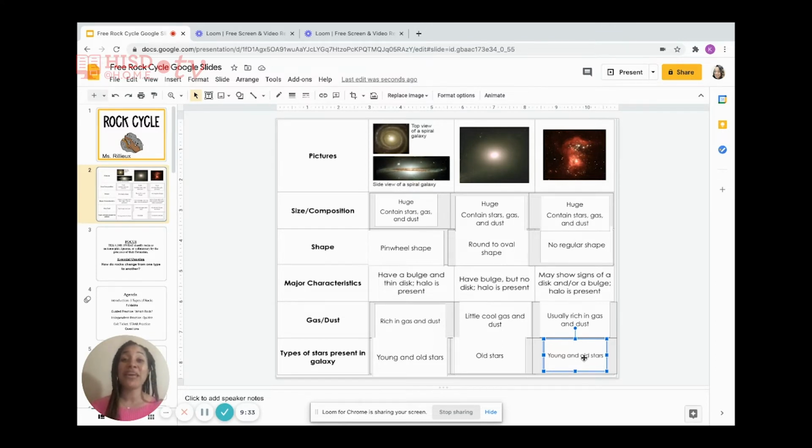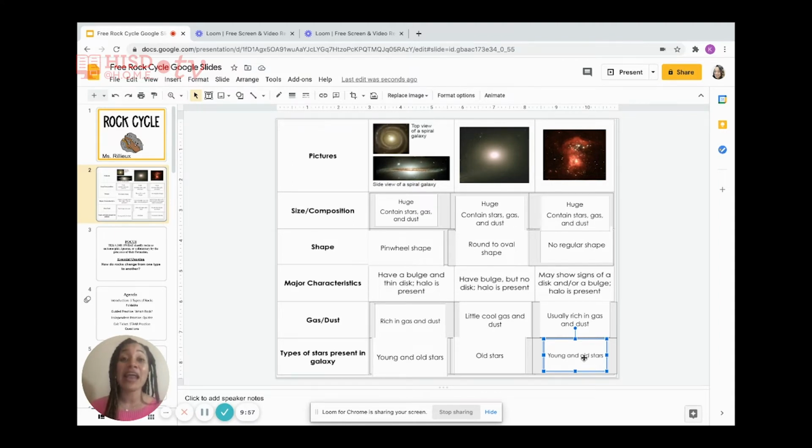So before we begin our session on the rock cycle, let's just review what we just did. Our first column represents our spiral galaxies. They have a pinwheel shape. Of course, because they are a galaxy, they are huge. They're made up of stars, gas, and dust, billions of stars. They're rich in gas and dust, which means that they are composed of young stars and old.